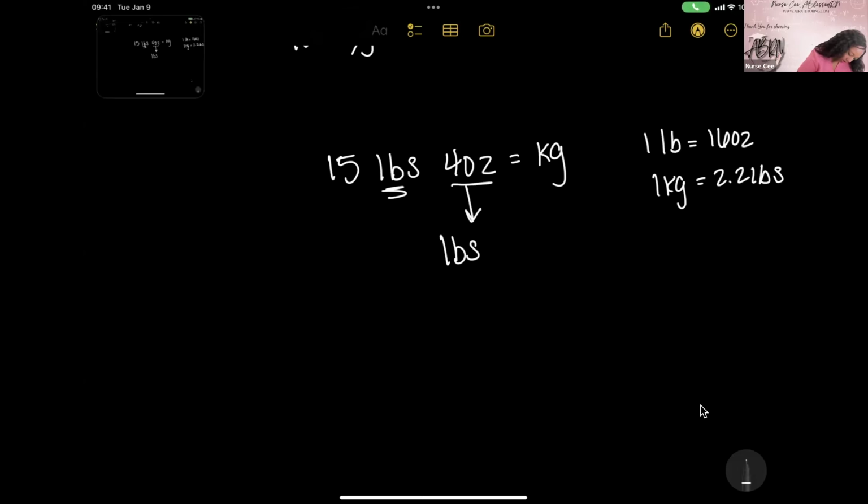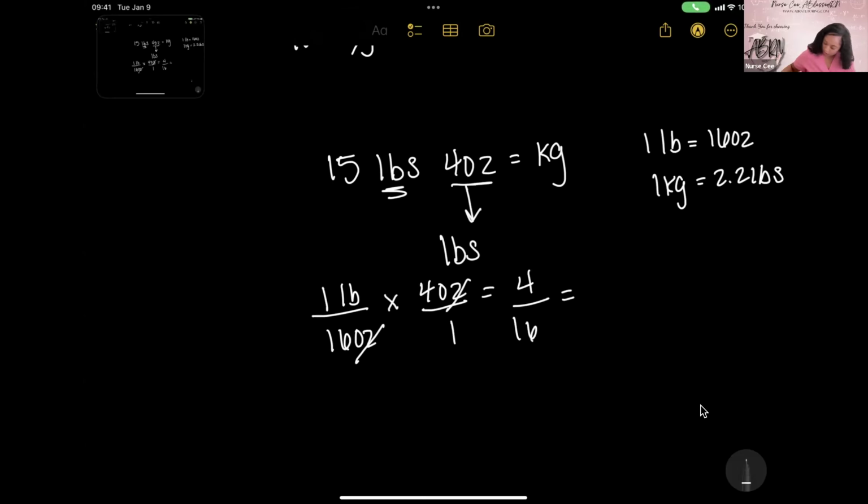So what we'll do is 1 pound is 16 ounces times 4 ounces over 1. Pounds crosses out, and then you'll have 4 divided by 16, which would be, I think it's 0.25.